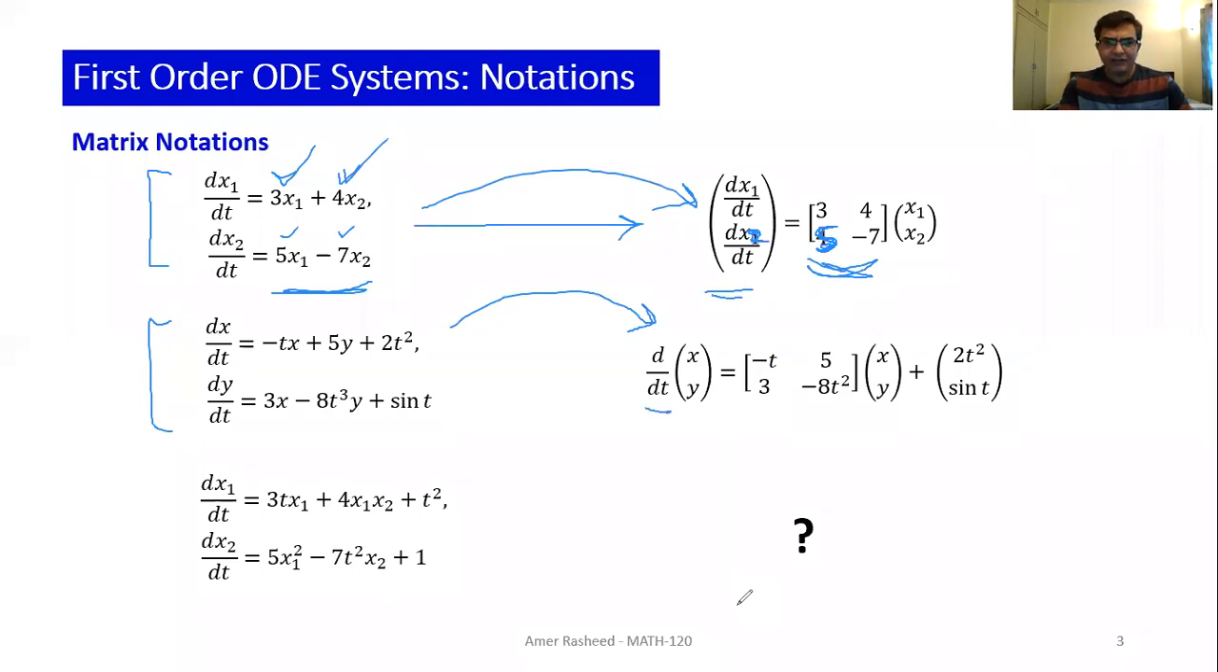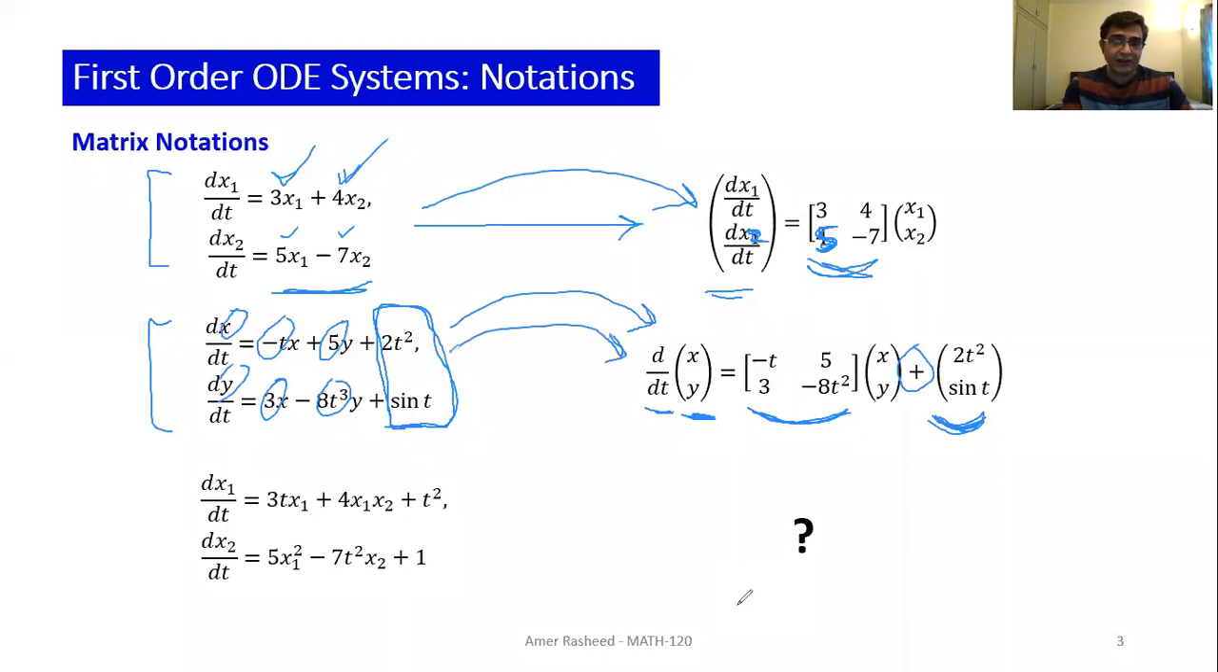We can take the derivative outside and simply write x, y, the dependent variables, in this vector. Here we have a coefficient matrix which contains the coefficients of x, y, and then there is another vector, which is not basically a coefficient of any dependent variable. We put it separately in the vector plus this vector.